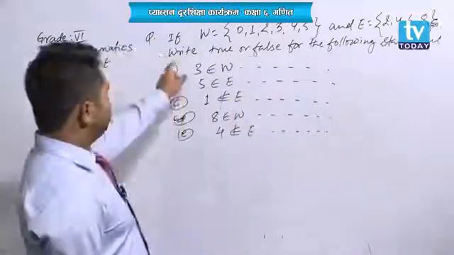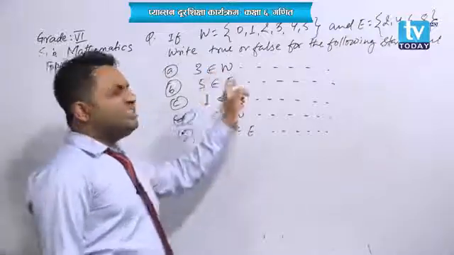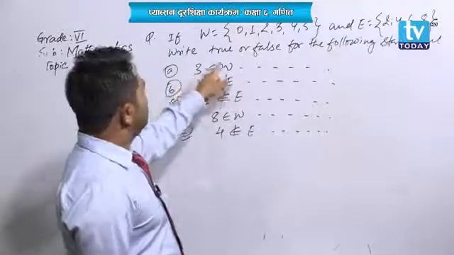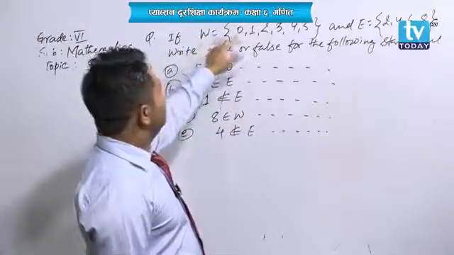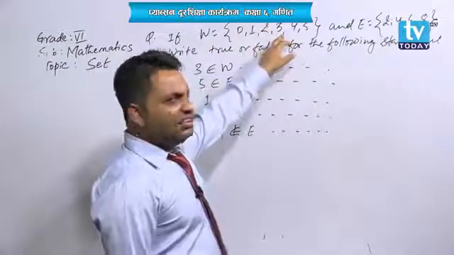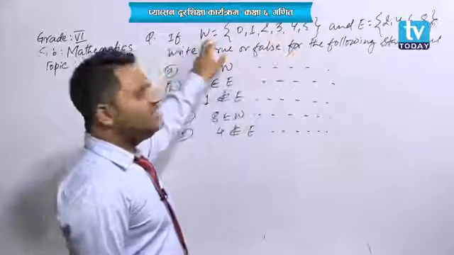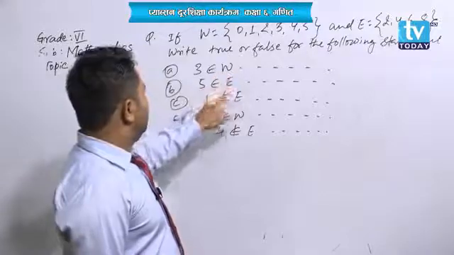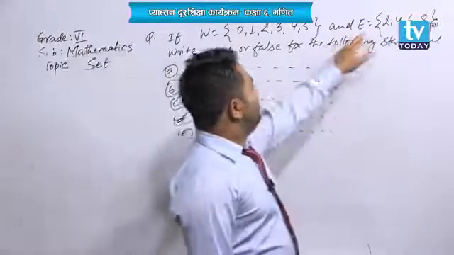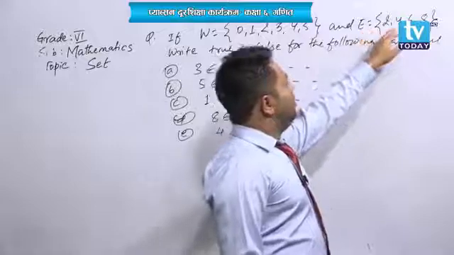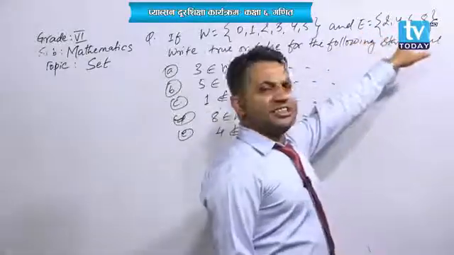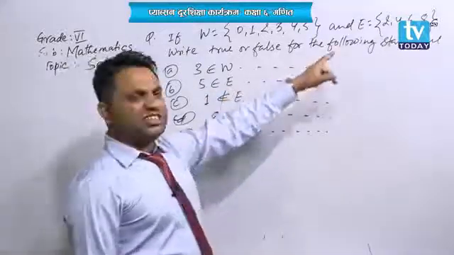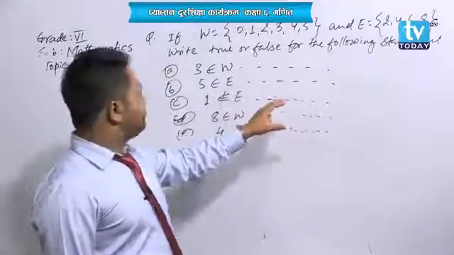Please, here you simply have to write whether the statement is true or false. Now, 3 belongs to W. In the W set, please check, 0 1 2 3. The element 3 lies in the W set, so this statement is true. Now, 5 belongs to E. In the E set, the elements are only 2 4 6 8. So 5 belongs to set E means there is no 5 in set E, so this is a false statement.